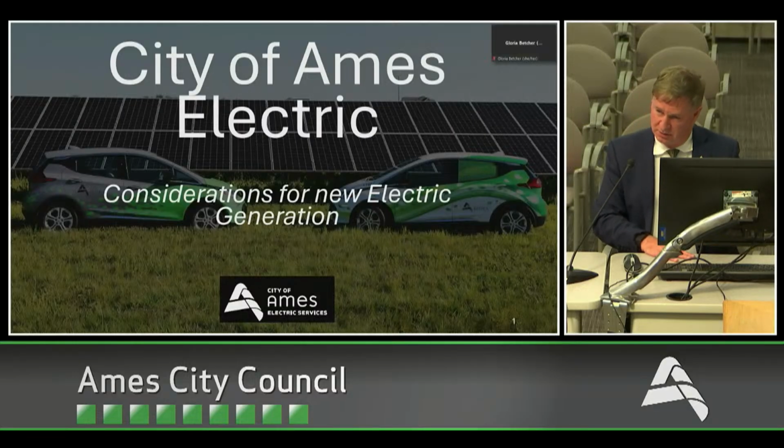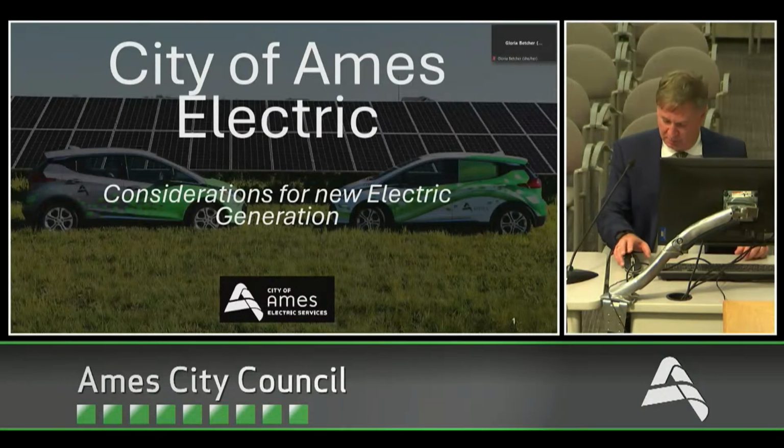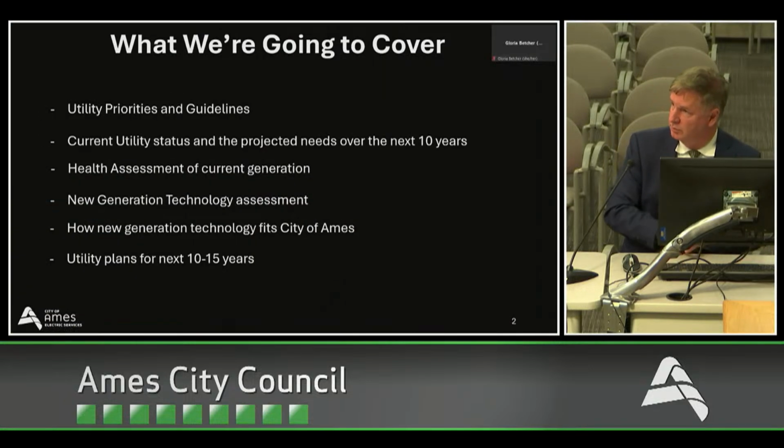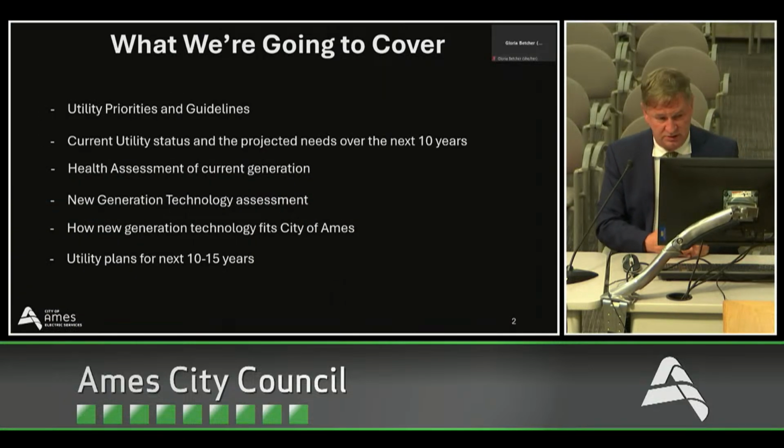As an engineer, there are some great graphs in here and some great information that I do want to cover with you. So basically we're going to talk again about our utility priorities and the guidelines. We're going to tell you what our current status is of the generation that we have, and then talk about our projected needs 10 years and even beyond the next 10 years. One of the studies we talked about was the health assessment of our current generation. Specifically, that's Unit 7 and Unit 8. Those are the 2 units at the end of Main Street that burn refuse-derived fuel and natural gas.